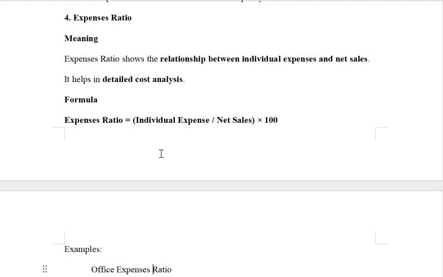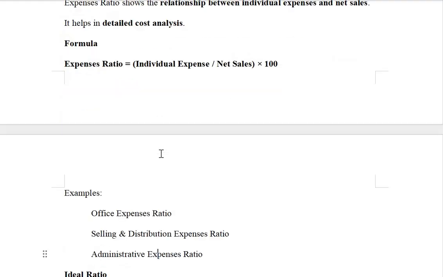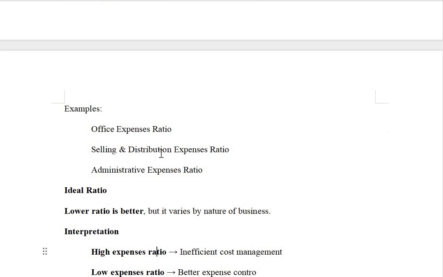For example, if you want to compute the financial expenses ratio, financial expenses divided by net sales into 100. For the non-operating expense ratio, non-operating expense divided by net sales into 100. For the selling and distribution expenses ratio, selling and distribution expenses divided by net sales into 100. A lower ratio is better. In the expense ratio, a lower percentage always says the business is efficient. A higher expense percentage says about the inefficient position of the business.